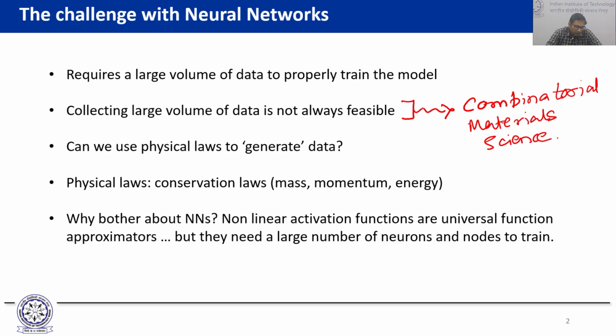But despite all of that, collecting a large volume of data is not always feasible. So what do you do when you want to use a machine learning model that requires a large volume of data, but at the same time getting that large volume of data is not always feasible? So one of the methods that we had discussed, which can mitigate the problem only to some extent, not completely, is that one could work with an ensemble of neural networks and then use averaging techniques in order to get better predictions.